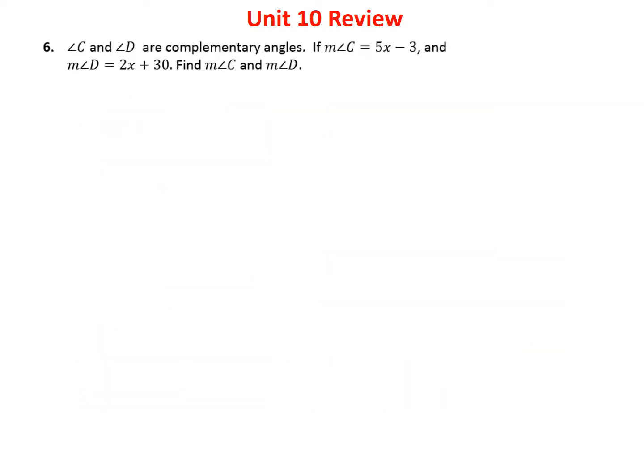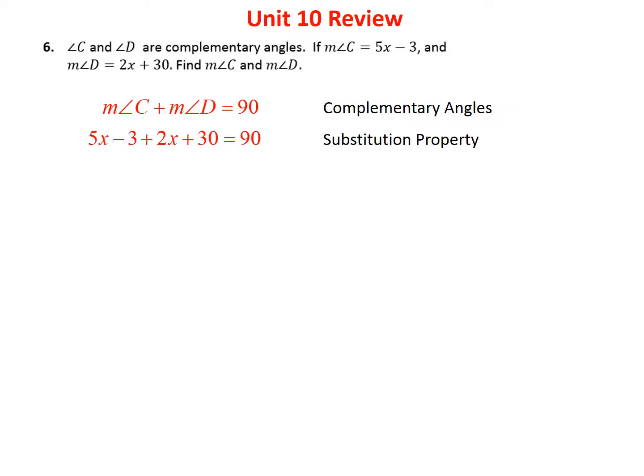Problem 6 is just like problem 5, except instead of the angles being supplementary, they are complementary. Supplementary angles add up to 180, complementary angles add up to 90 degrees. So let's get started. First of all, because they add up to 90 degrees, I know that the measure of angle C plus the measure of angle D is 90 degrees. Let's substitute in the algebraic expressions. Measure of angle C is 5x minus 3, and the measure of angle D is 2x plus 30.